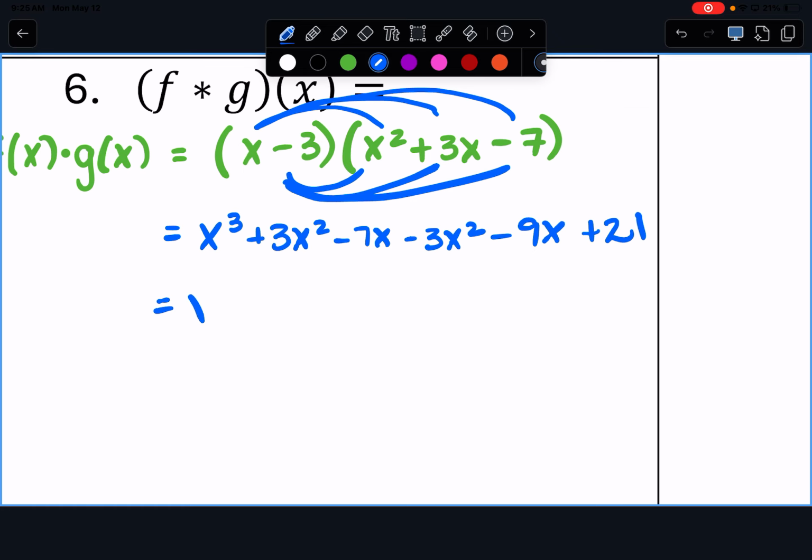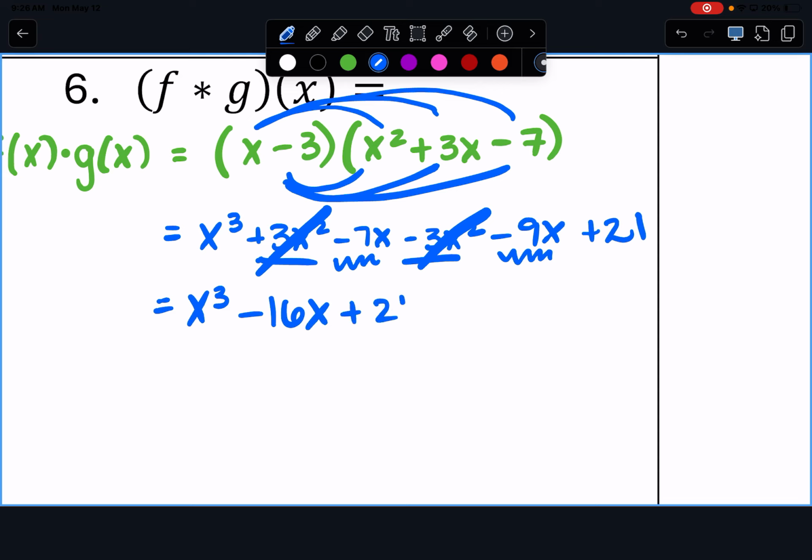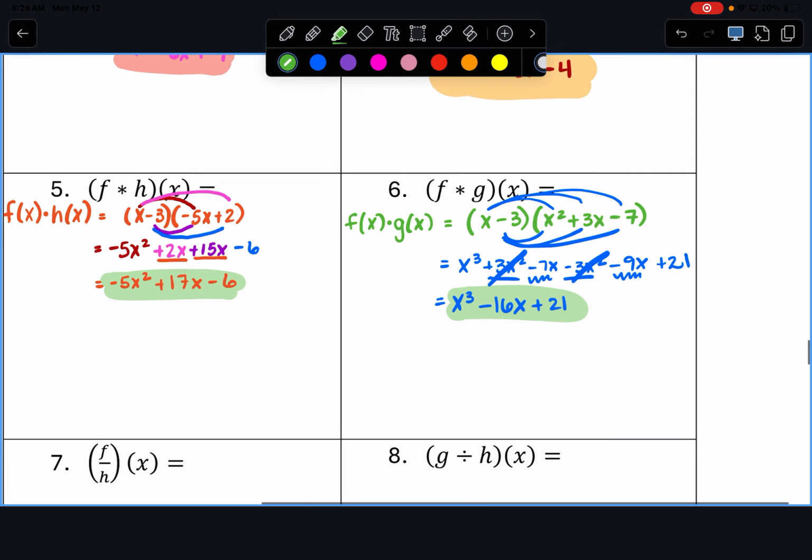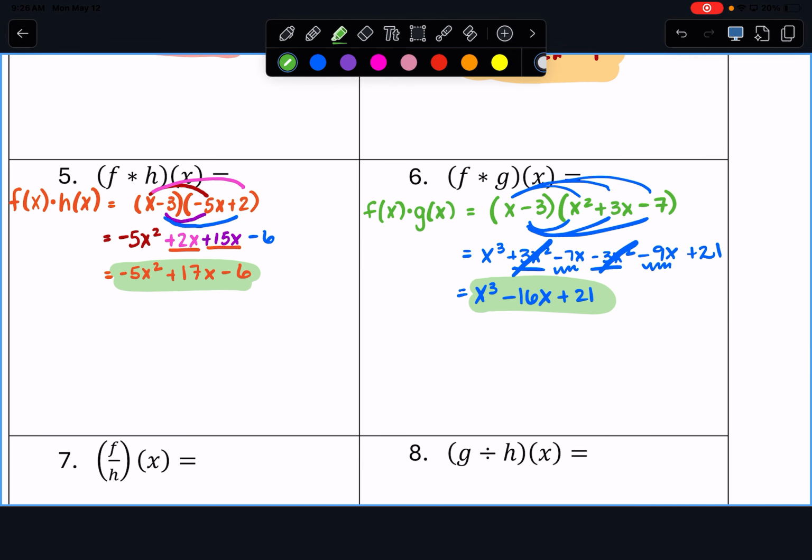Then does x cubed have any like terms? No. So bring it down. Does x squared have any like terms? Yeah. What happens with those two? They cancel. Then we have negative 7x and negative 9x, which gives us negative 16x, plus 21. And that right there is our answer. What was the answer now? Negative 5x squared plus 17x minus 6.